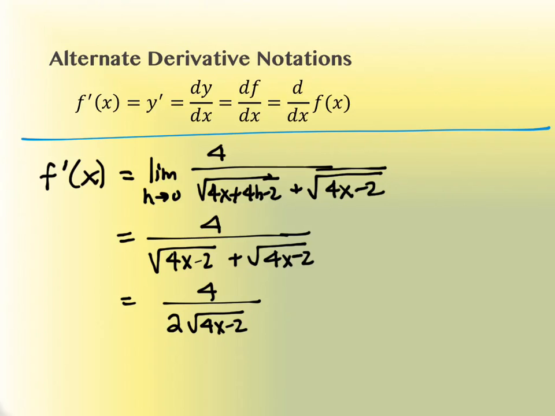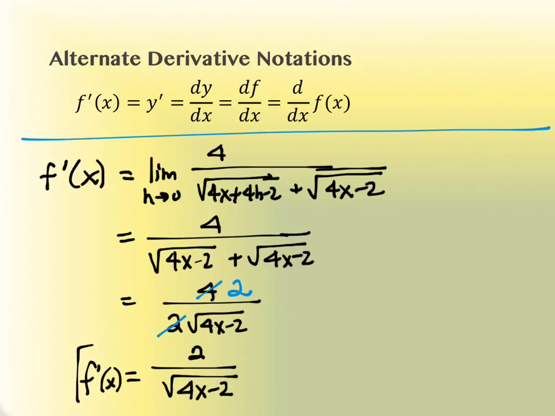4 and 2. Yeah, this 4 and this 2 would reduce to a 2 on top. So my derivative ends up being 2 over the square root of 4x minus 2. Now, I usually have someone at this point ask me a question. So are you guys going to ask me a question about this? No, it is the answer.